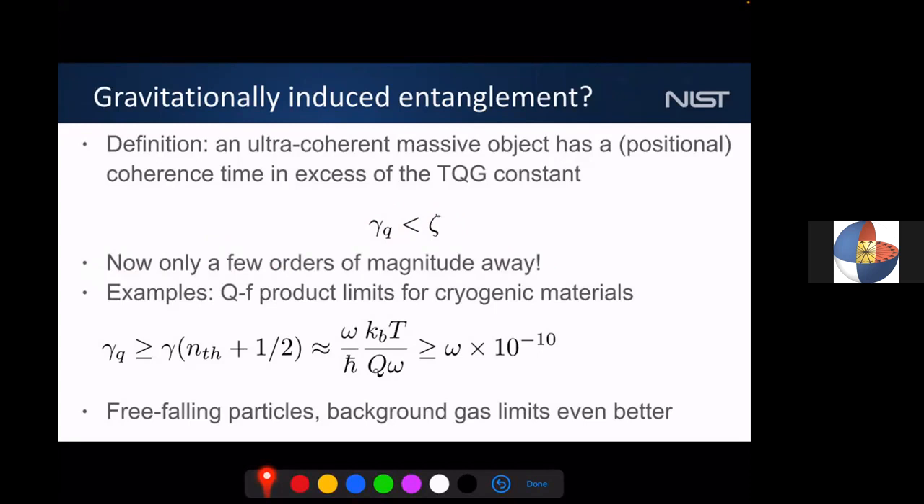You know, the Q frequency limits for cryogenic materials are getting pretty good. And actually, if you look at free-falling particles, like a trapped particle that you let go in a high vacuum, and you look at the effect of background gas and the black body radiation inside the object, you can start to think that you might actually be able to get well below this value. So it's not inconceivable that with further advances in mechanical systems, in isolation from background materials and in vacuum systems, we'll actually get to this ultra-coherent regime in the course of the next decade. So for me, this is the biggest motivation to explore this direction.